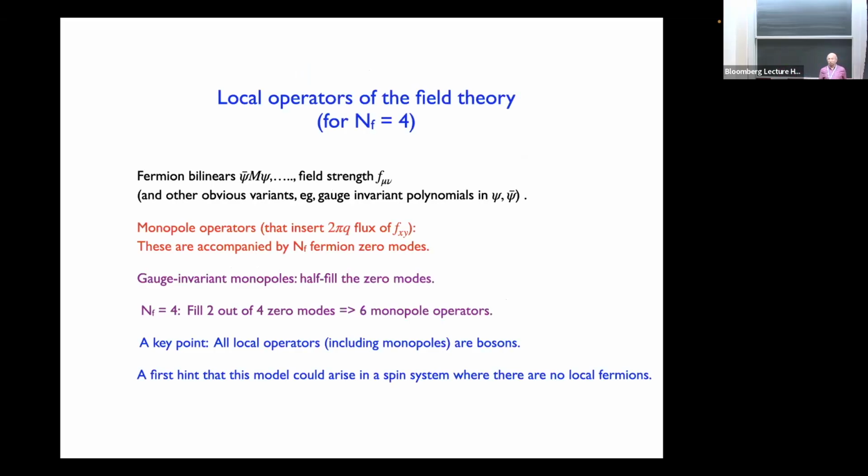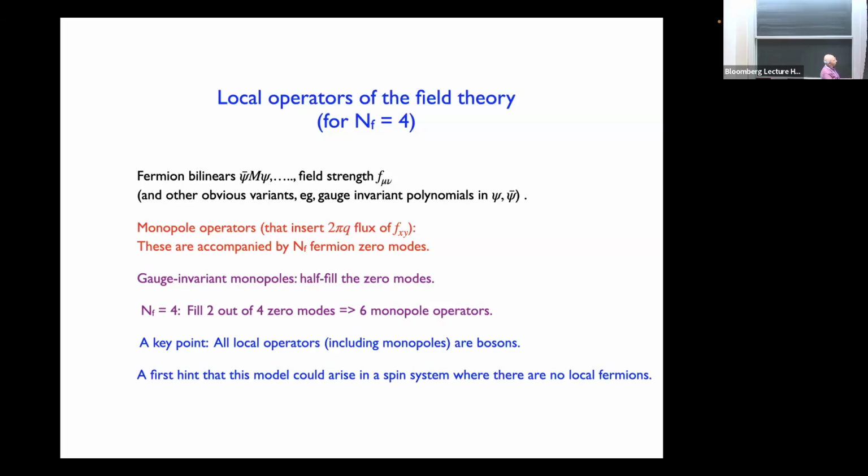Now let's ask about the local operators in this theory. Local operators have to be gauge invariant. So obviously there are things like fermion bilinears like this. There's the field strength, and there are obvious variants. I can make any gauge invariant polynomial of these fermion fields, and that will be a local operator in the theory. So those are the obvious local operators.